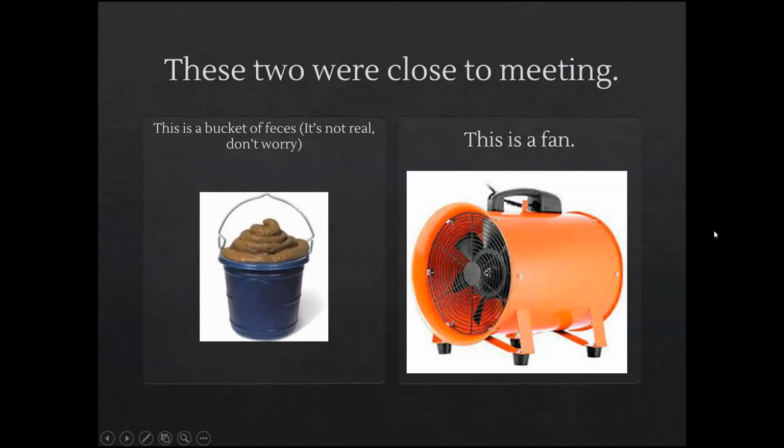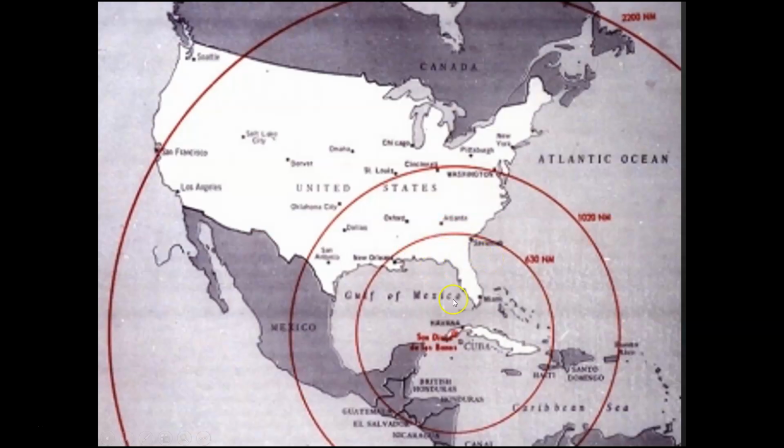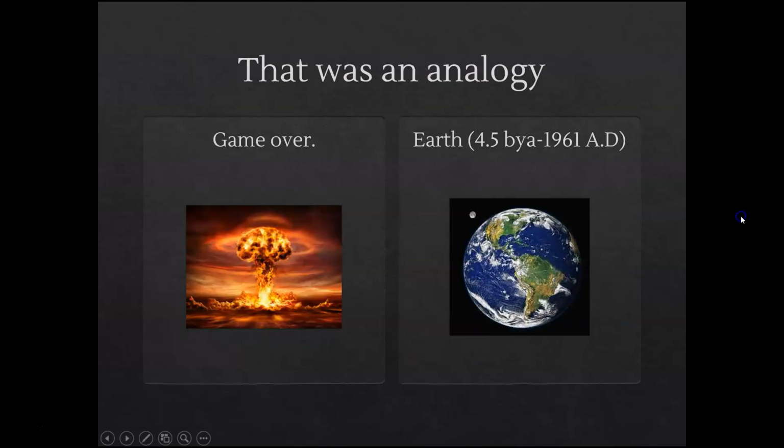Now, these two were very close to meeting. Now, this is a bucket of feces. This is a large industrial fan. If I were to take this bucket of feces and throw it into this large industrial fan, where would the feces go? You're bright people. The answer is everywhere. Fan, feces, everywhere. You get that. Okay, that was an analogy.